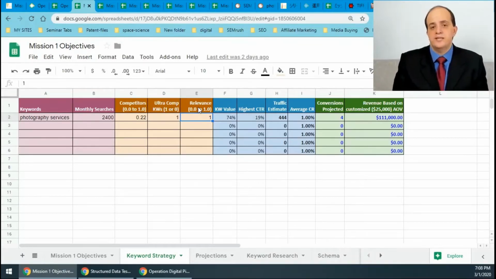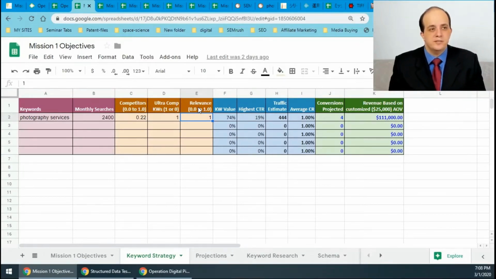Relevance is the relevance of the keyword to your current business. Photography services is exactly what the client does, what my client does, the company does. But photography studio, well, they have one and they rent it out, but it's not exactly their primary service. So the relevance would be lower for photography studio, for example. And all of this is then calculated out to tell you what the value of the keyword is for your company. In this case, it's 74%. The keyword value automatically reduces or increases the click-through rate.